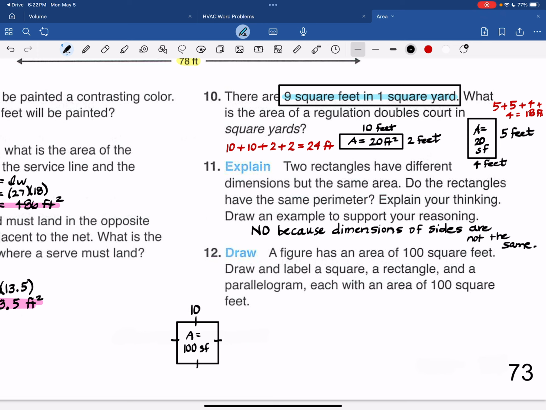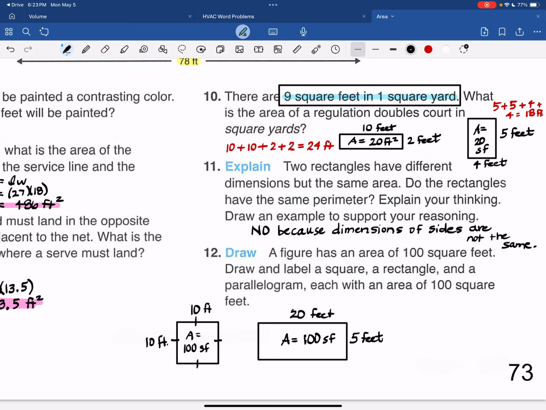the sides have to be 10 because 10 times 10 is 100. A rectangle's a little more flexible. You've got more possibilities for the rectangle. For example, you could do a 20-foot rectangle by a 5-foot width. So area is 20 times 5. Area is 100 square feet.